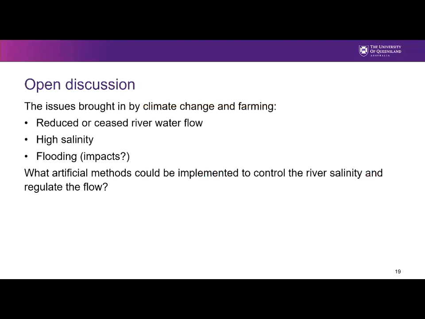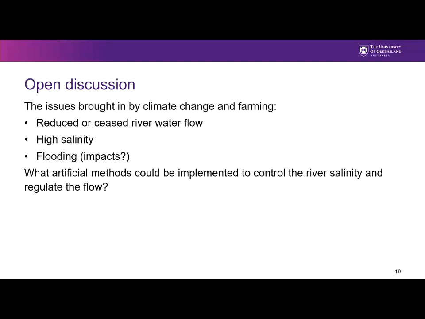And now it becomes an open discussion here. The issue brought in by climate change is that the water level is going down. And then we also have farming that reduces or ceases the river water flow. So even at some stage, the river was not there anymore, right? And then it brought in high salinity. And it also has flooding events if you don't control it.